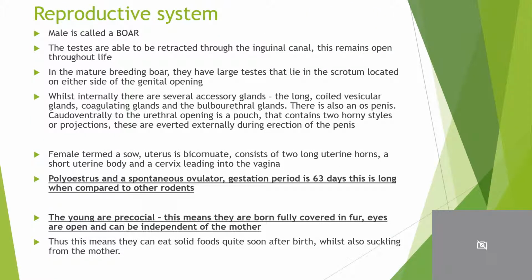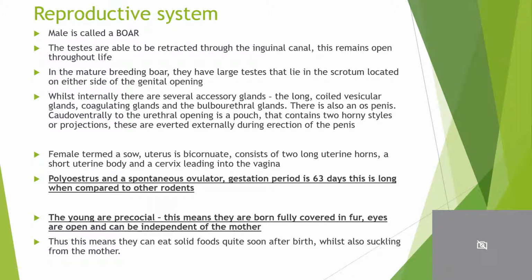The reproductive system. The male is called a boar. The testes are able to be retracted through the inguinal canal, as this remains open throughout their lifetime. In the mature breeding boar, the large testes will lie in the scrotum, located on either side of the genital opening. They have several accessory glands internally, a long vesicular gland, coagulating glands, and bulbourethral glands. There's also an os penis.